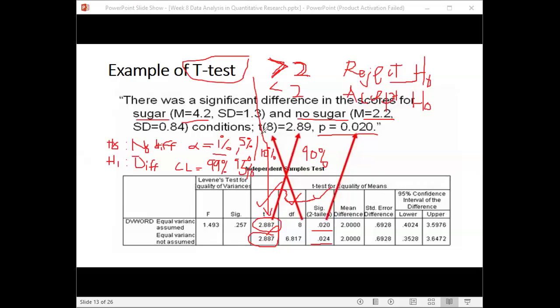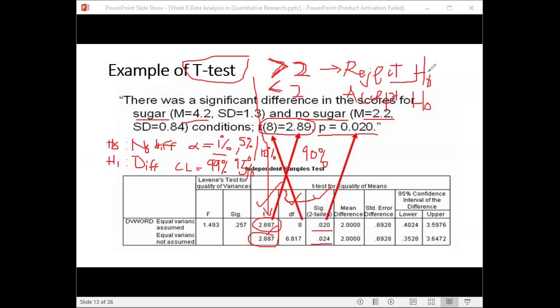This t statistic from our table is giving us 2.89, right? So what do we do? Based on our rule of thumb, if it is greater than 2, reject the null hypothesis. This one is saying 2.89, so it's greater than 2, isn't it? Yes. So we reject the H0.